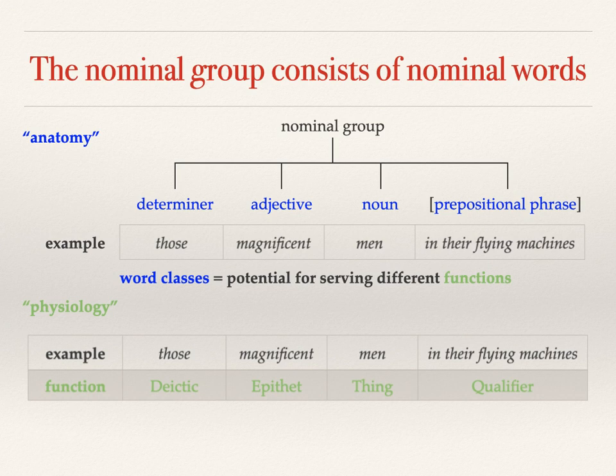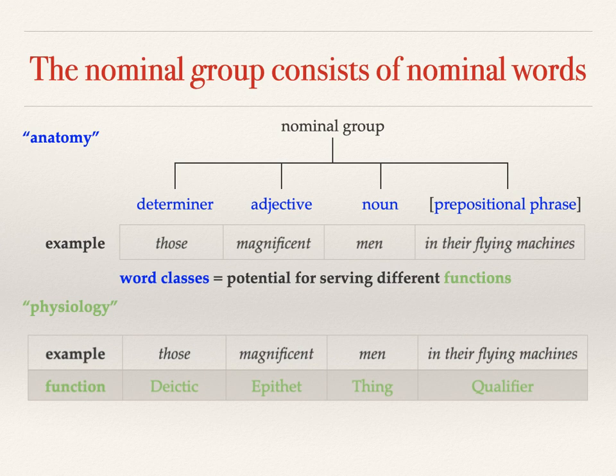Well, we've referred to some of them already. Those, that's the orienting function, orienting the listener or the reader to the status of the nominal group. Those, meaning I'm pointing this to another reference identifiable to you, and you can identify it in reference to proximity, away from me. That's the deictic. Then that's followed by a characterization of the thing represented by the nominal group, magnificent. Then you have the thing itself, men. And then a qualification. What kinds of men? Well, men in their flying machines.